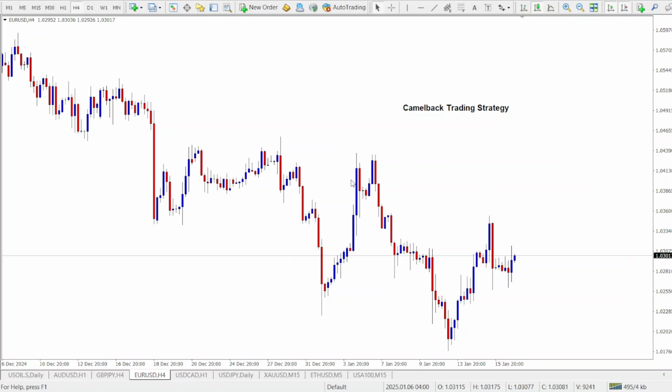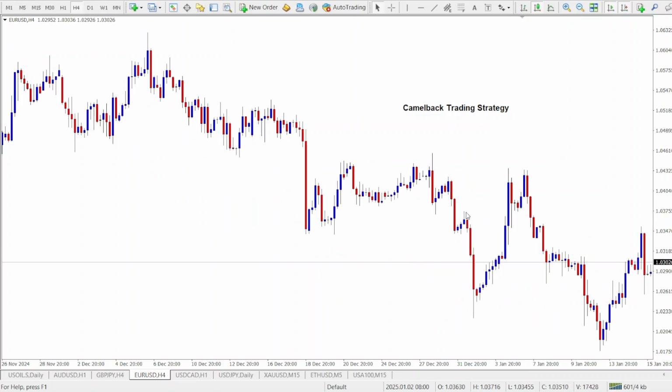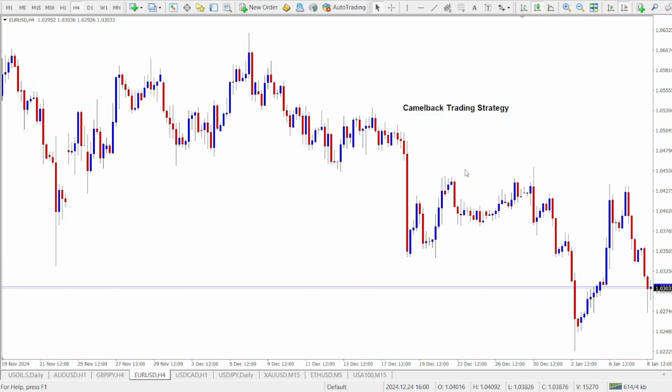First of all, what is the Camelback Trading Strategy? This strategy is perfect for intraday traders, especially those who want to take advantage of market movements with precision. It is named Camelback because of the patterns it identifies, which often resemble a camel's humps on a price chart. But don't worry, it's quite simpler than it sounds. This strategy relies on three key elements, and the first is price action.